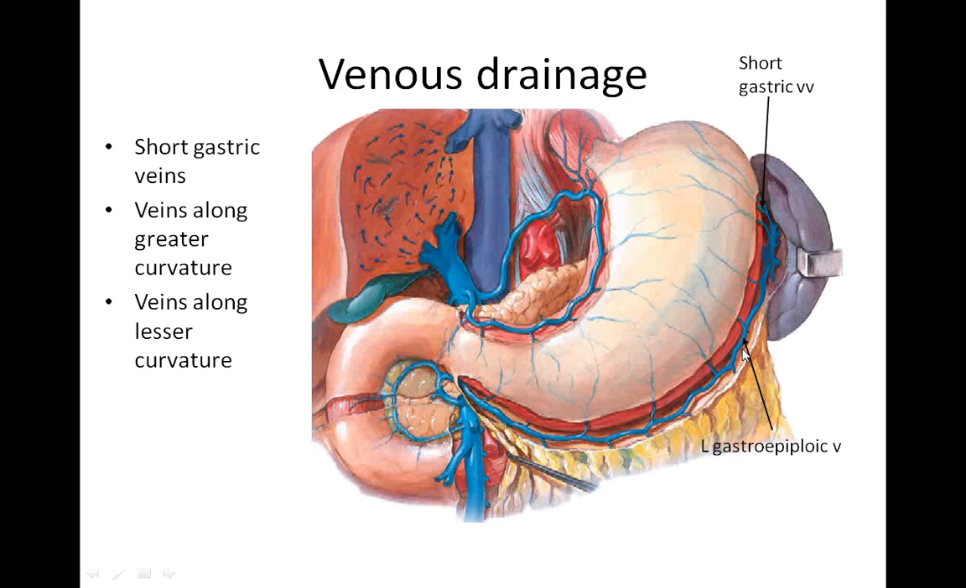The right gastroepiploic vein drains into the superior mesenteric vein at the lower border of the pancreas, as you can see here. The veins along the lesser curvature include the left and right gastric veins, and both of these veins drain into the portal vein at the superior border of the pancreas.